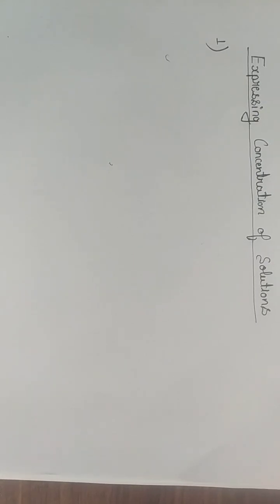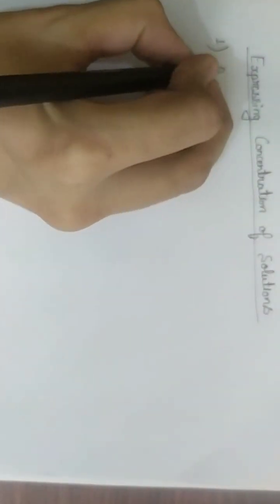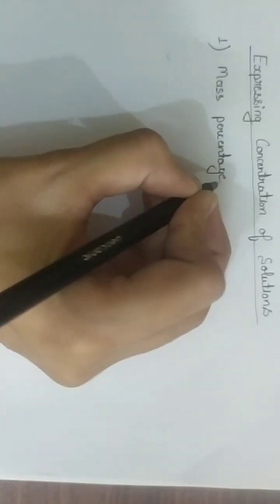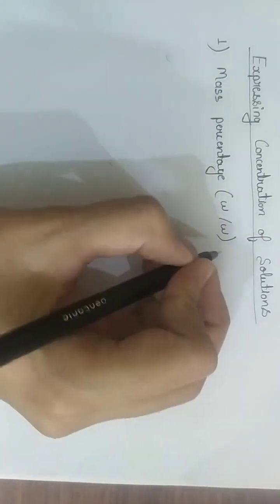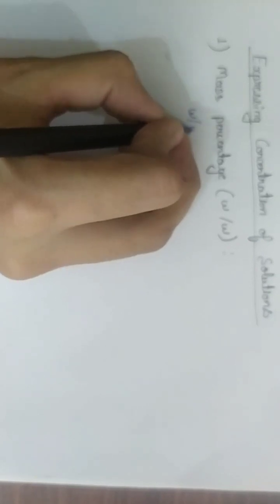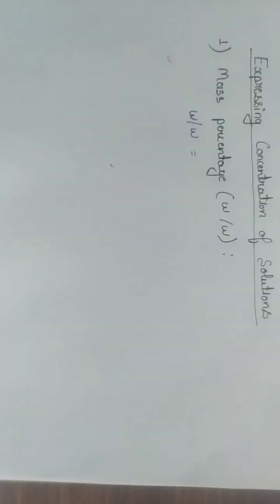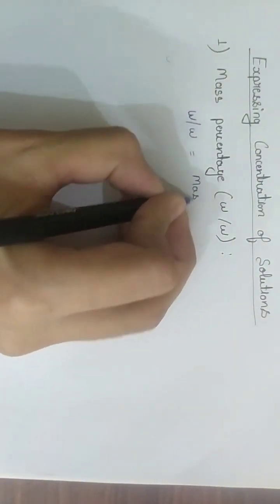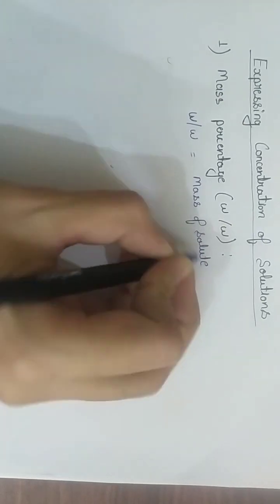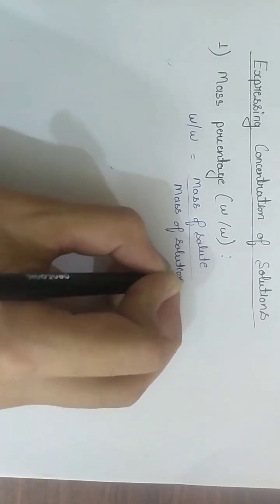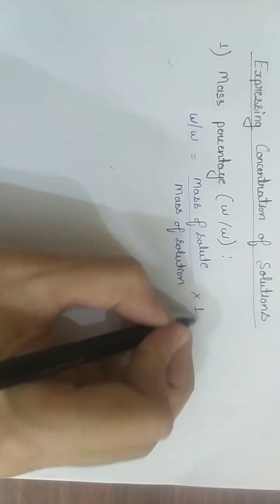Hello everyone, today we are going to study a few terms which are used to express the concentration of a solution. So the first term is mass percentage, which is denoted as W by W. The formula of mass percentage is mass of the component in the solution upon total mass of solution into 100. That is, we can say mass of solute upon mass of solution. Be careful that it is solution, not solvent, into 100.